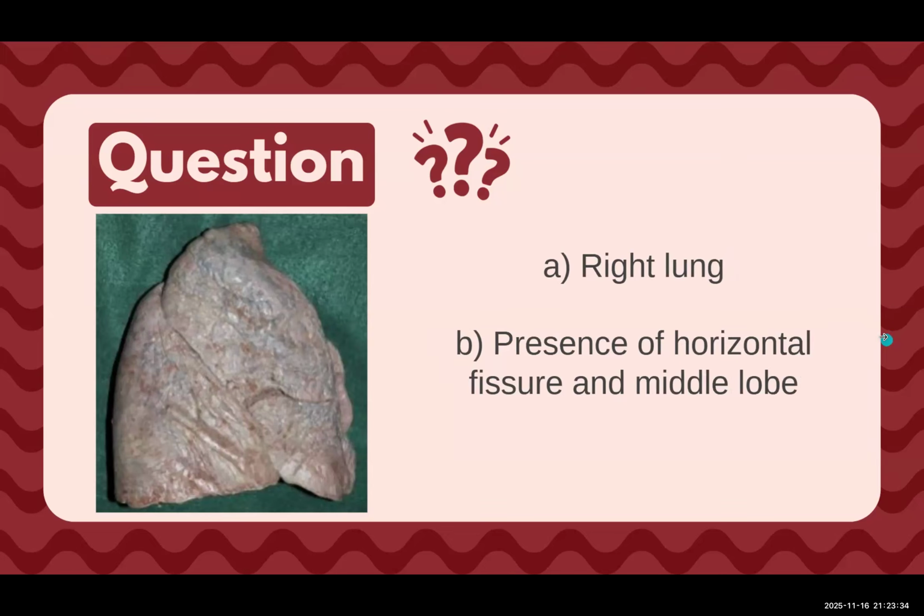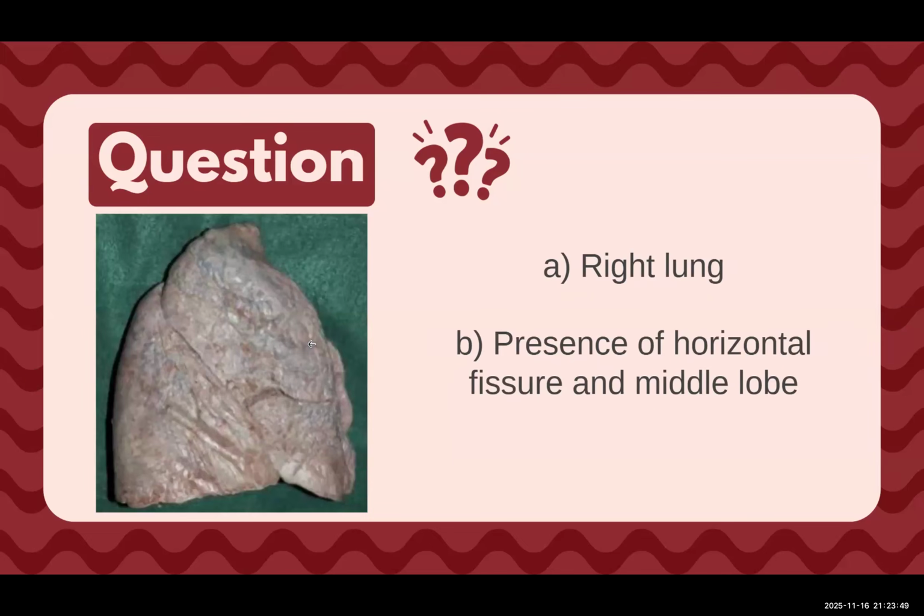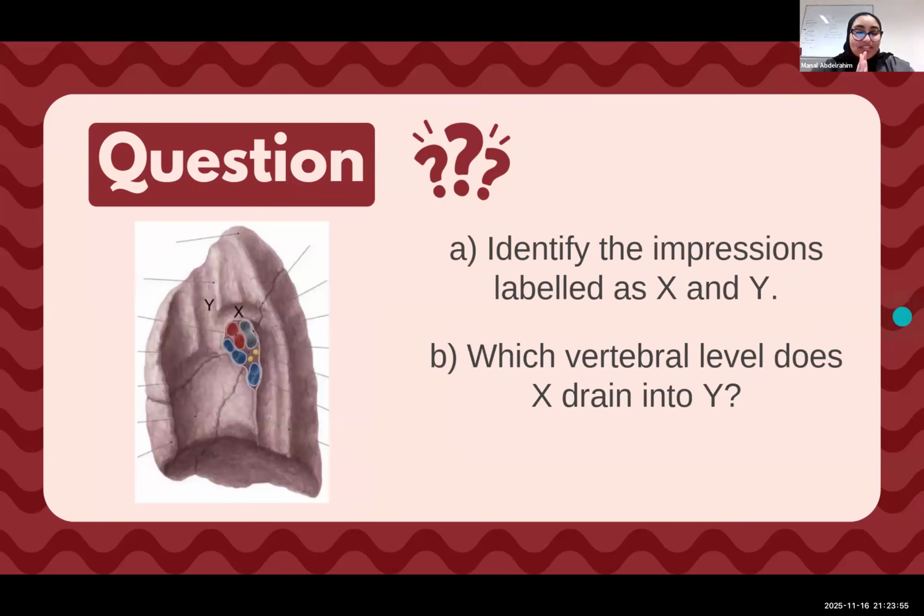You made a mistake. Yeah. You said that horizontal fissure is also present in the left lung. You meant that. Oh, yeah. Okay. Yeah. Yeah. Okay. My bad. Okay, last question.